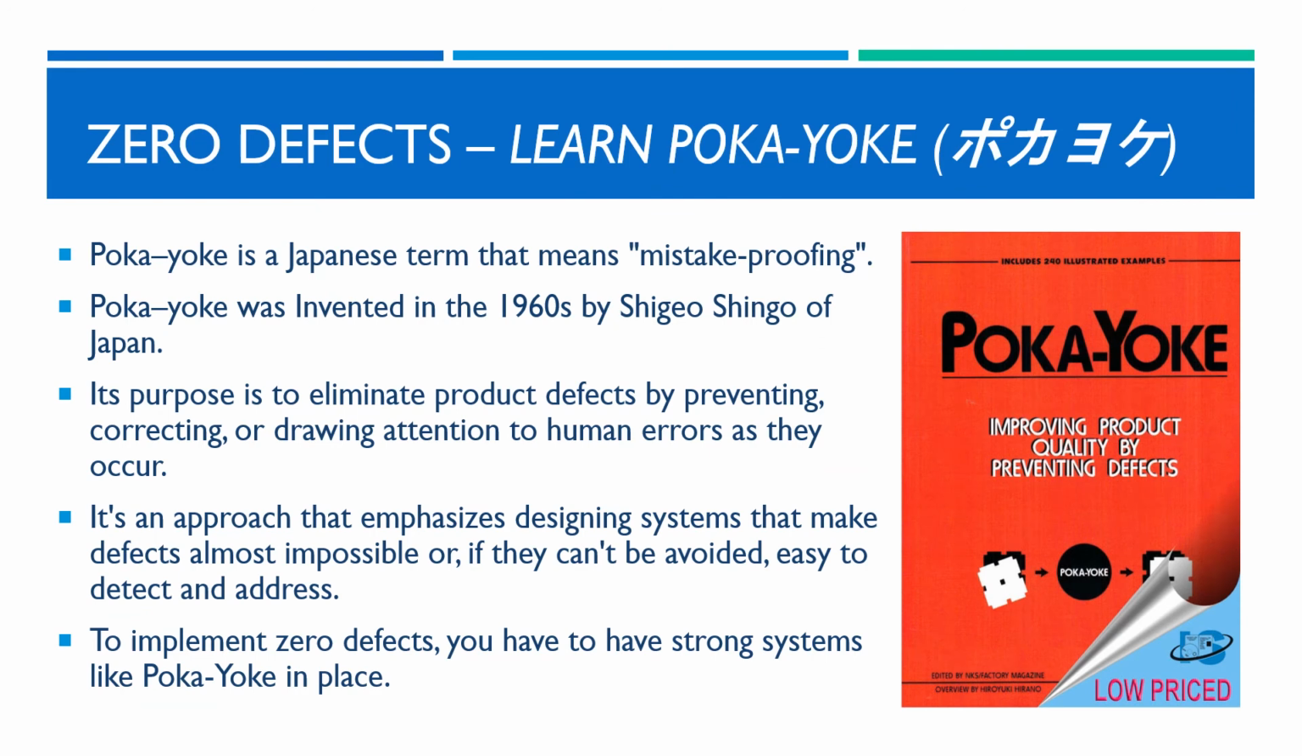Poka-yoke is a Japanese term that means mistake proofing. Poka-yoke was invented in the 1960s by Shigeo Shingo of Japan. Its purpose is to eliminate product defects by preventing, correcting, or drawing attention to human errors as they occur. It's an approach that emphasizes designing systems that make defects almost impossible or, if they can't be avoided, easy to detect and address. To implement zero defects, you have to have strong systems like Poka-yoke in place.